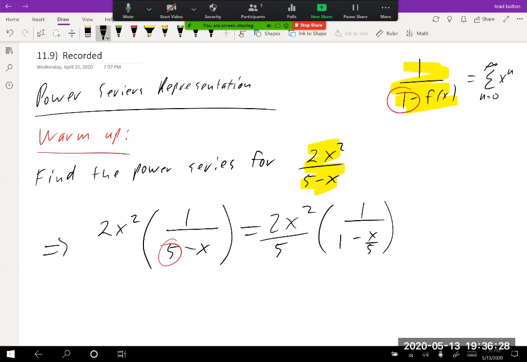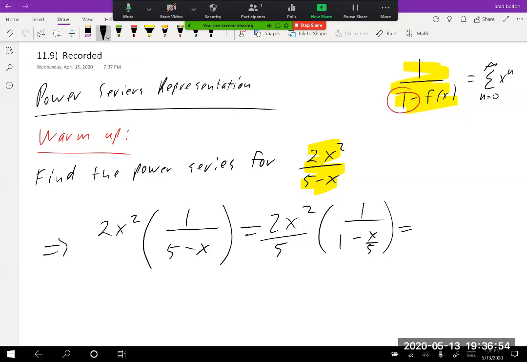Hopefully you guys see that this is still correct. If I wanted to, I could distribute this 5 back in there, and that would be 5 minus x, which is the same as this. So I haven't done anything wrong. I've rewritten the problem. Remember, that's what we're trying to do. We're trying to transform things or change the way they appear into something else, so then we can do a nice substitution.